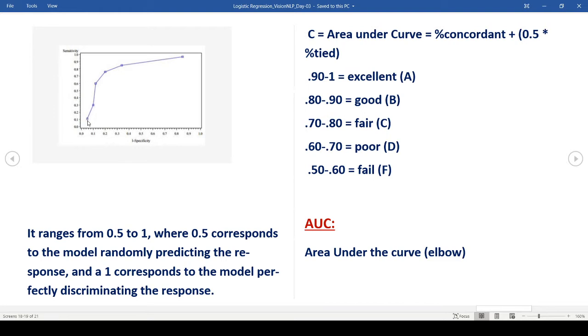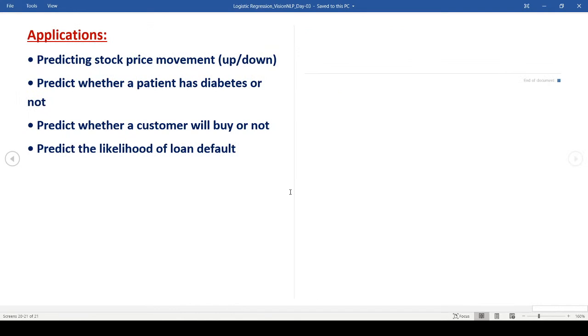If I have a data point here, then 0.50 to 0.60, my model has made a very wrong prediction. So we need to consider again, as I told you, AUC, the area under the curve, which is called AUC. Now we'll talk a little bit about the application and then move forward to our code.